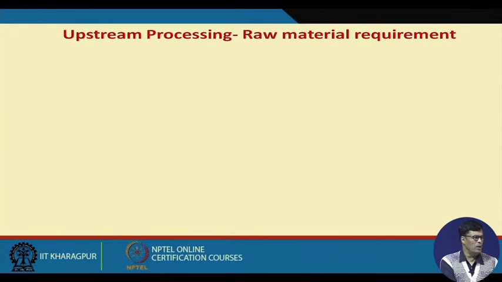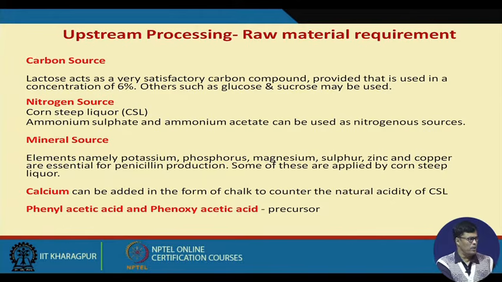In upstream processing, the raw materials required may be different. We have the carbon source. Lactose acts as a very satisfactory carbon compound provided it is used at a concentration of 6% weight by volume. Others such as glucose and sucrose may be used. Glucose and sucrose can be used as an energy source, and lactose is used as a carbon source. For the nitrogen source, as I mentioned, corn steep liquor appears to be the best as far as penicillin production is concerned. Other nitrogen sources, ammonium sulfate and ammonium acetate, can also be used.